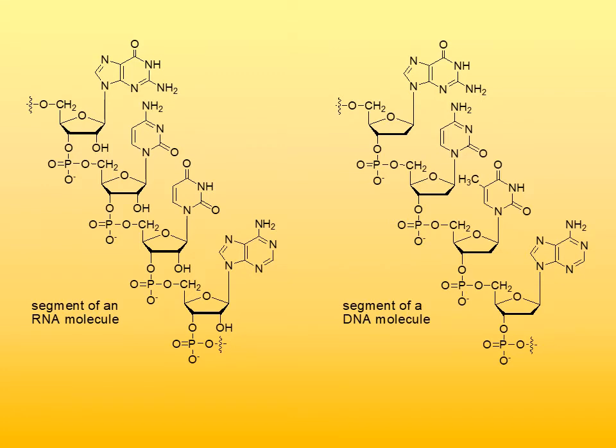Here are again segments of RNA molecule on the left. So you can see RNA molecule has ribose as sugar component, and segment of DNA molecule on the right has 2-deoxyribose as component. And of course, RNA has uracil, while DNA contains thymine.